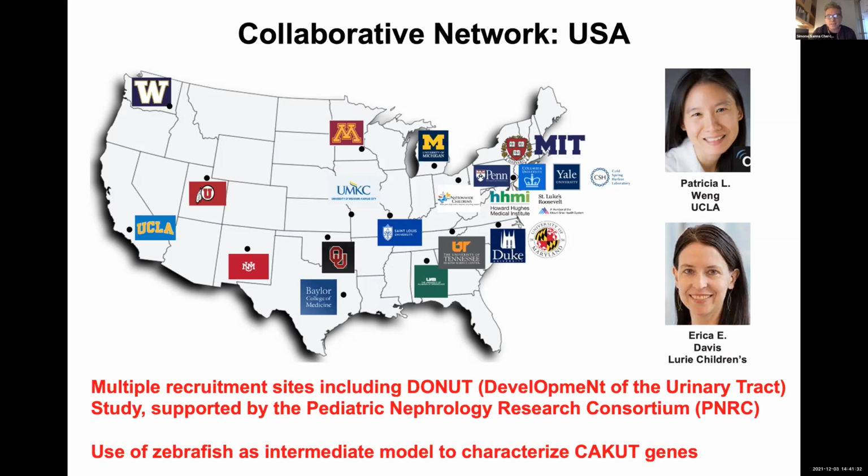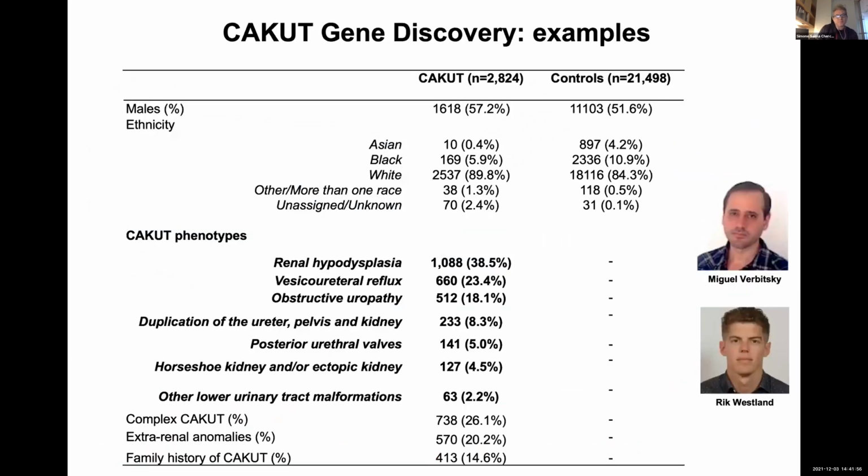But we also have collaborations established for more basic science. And here is an example. I show you the work that we do with Erica Davis, formerly at Duke University at the time with Nico Katsanis, and now in Chicago at Lurie Children's Hospital, in which we develop models in order to use zebrafish as an intermediate tool to characterize and prioritize CAKUT genes. And I'll give you some examples of how this model works.